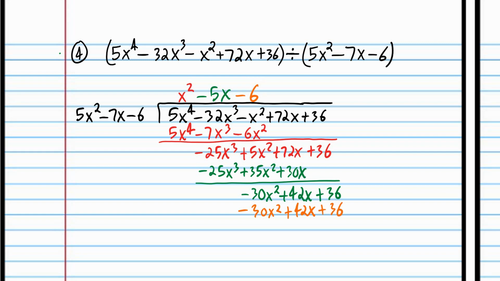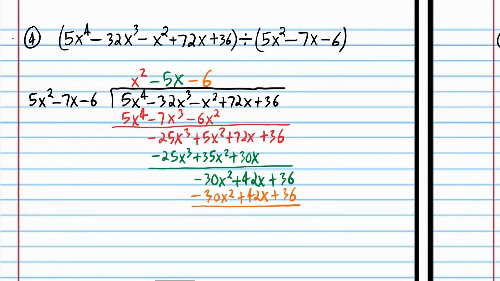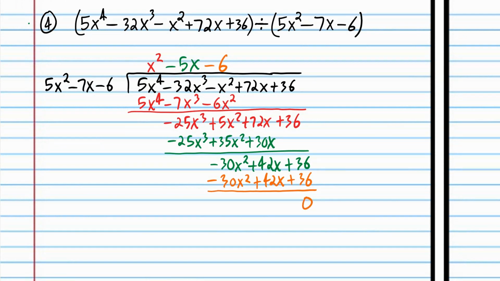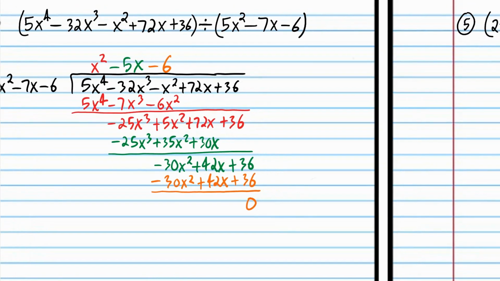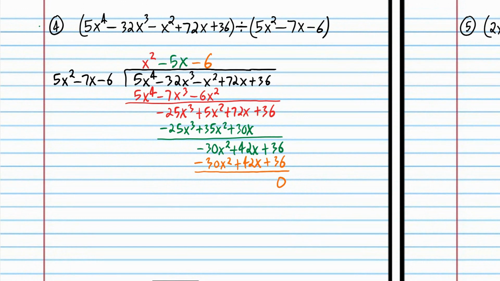That was step number 2. Now, step number 3, we're going to subtract. And as you can see, the remainder is just going to be 0. So on that problem, we had 3 cycles. So let's write the final answer. It is going to be this expression up here. X squared minus 5x minus 6. So if you got that answer, very, very good.